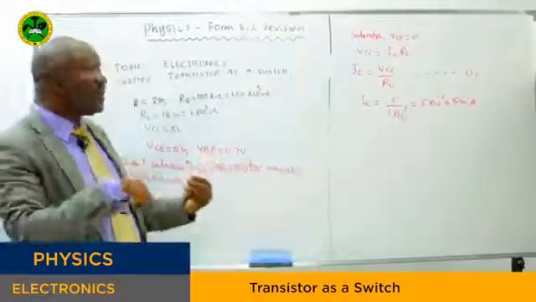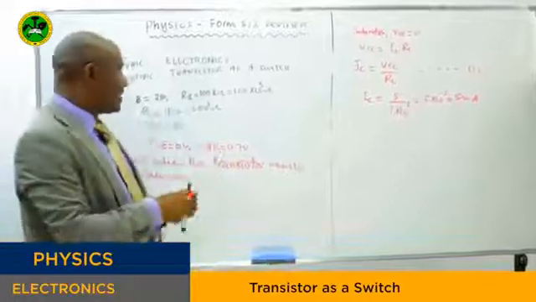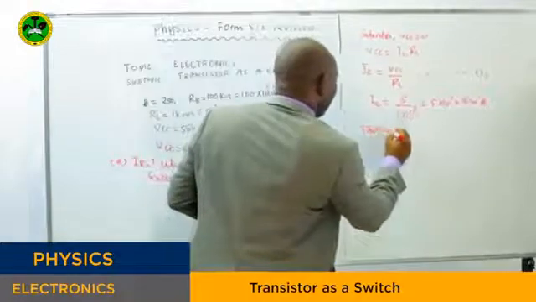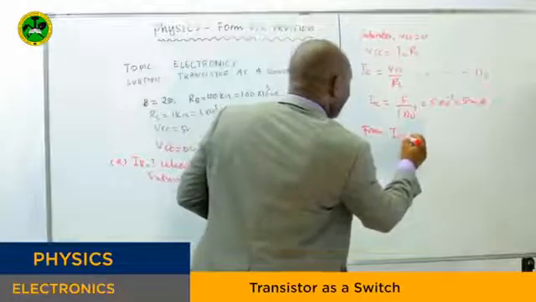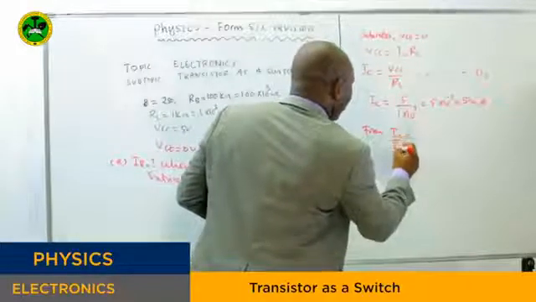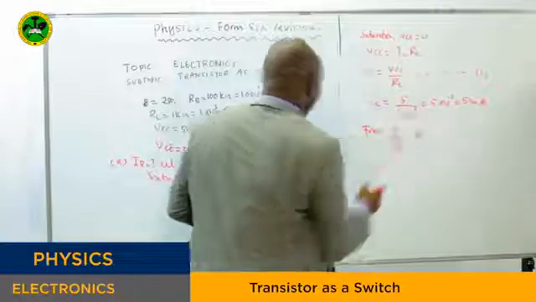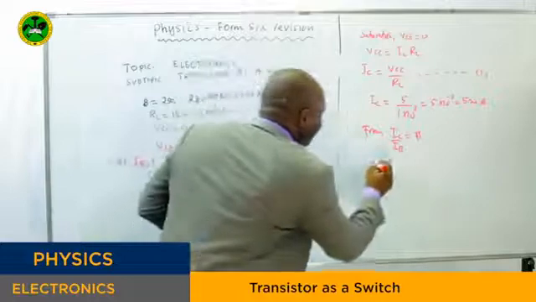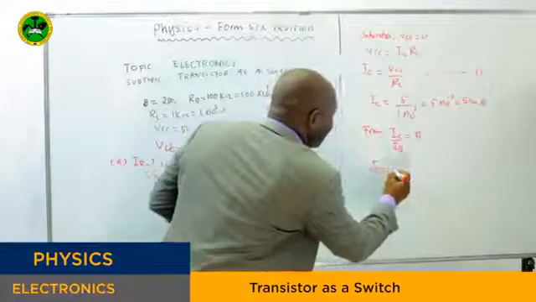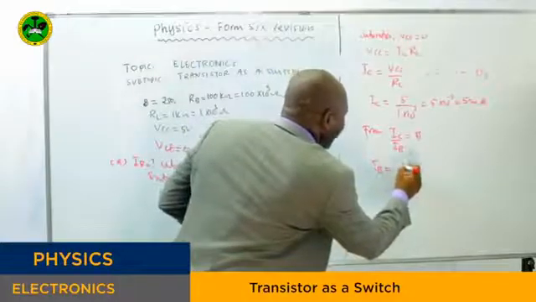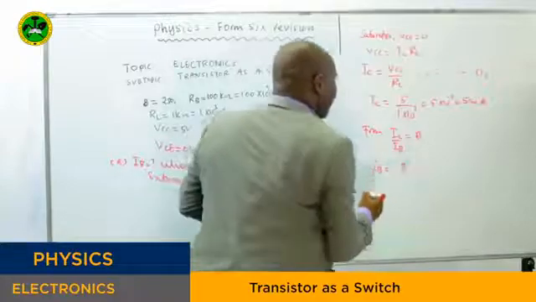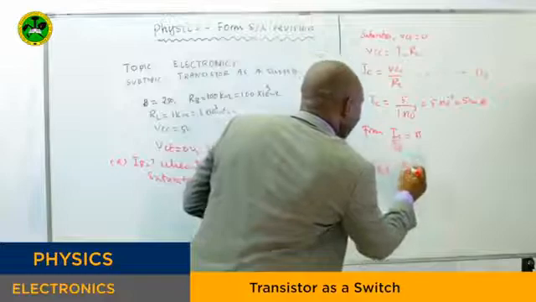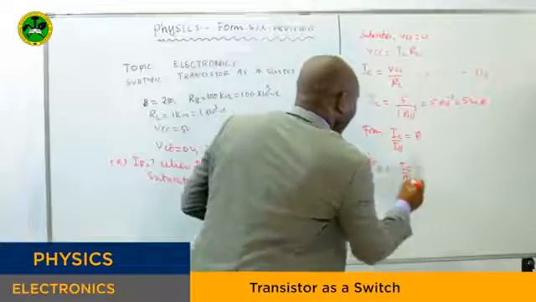This is the current at which the transistor starts saturation. So let's find the corresponding value of the base current. How do you find it? From the formula, we know that IC equals the current gain times the base current. The current gain is given, so you can find the base current. The base current equals the collector current over beta. That's what you can find.